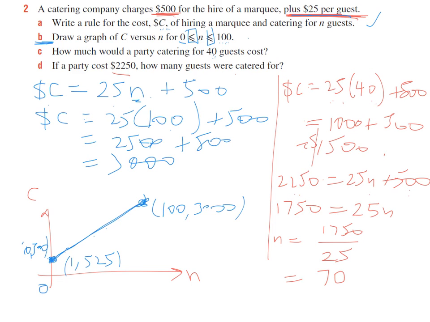So that's all you've got to do for those ones. Whatever is your per amount, that is your gradient. For every one guest, it's going to go up by that amount. And your initial amount is your y-intercept, which you put down at the end. So it's your gradient, 25, times whatever variable, N in this case for people, plus 500, because that's your initial cost, and that gives you your overall cost.